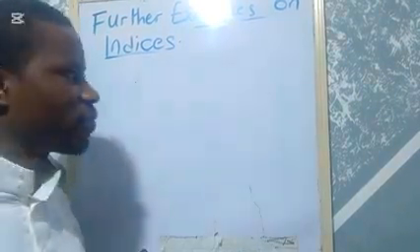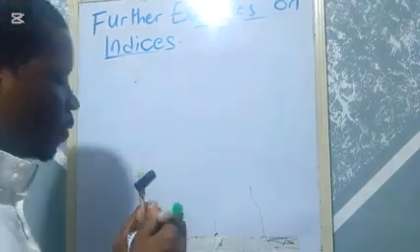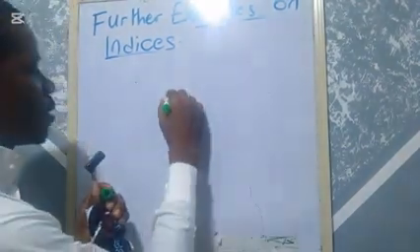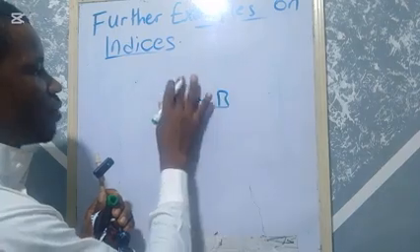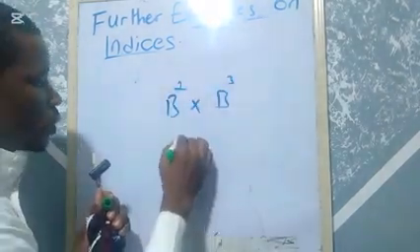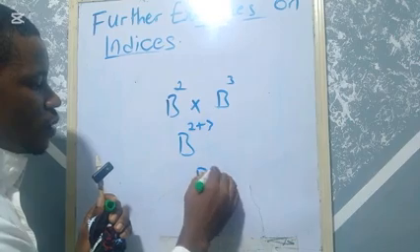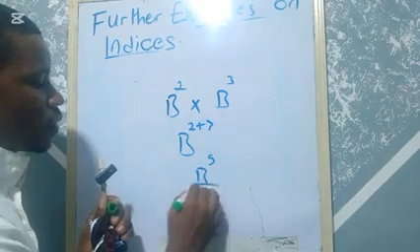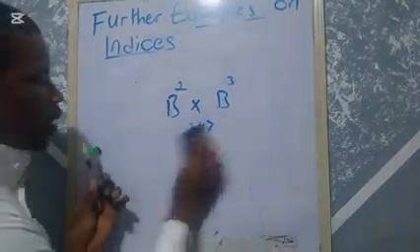The law says that if you have two bases multiplying each other, let's say b times b, and they have different powers. Let me even use numbers. Let's say 2 and you have power 3. According to the law, you pick one of the bases and you add the powers. This gives us b raised to power 5 according to the multiplication law of indices.